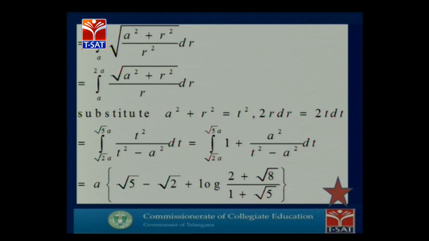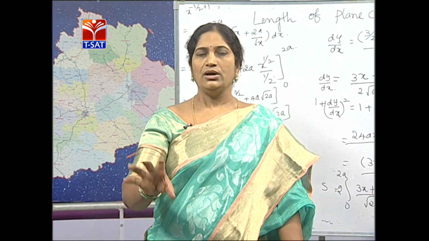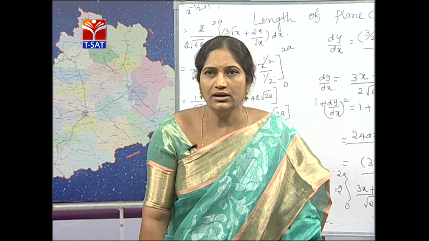Now what will the integral become? From root 2 a to root 5 a, t square by t square minus a square dt. On integration with respect to t, we will get the value as root 5 minus root 2 plus log of (2 plus root 8) by (1 plus root 5). So this is the length of the arc.